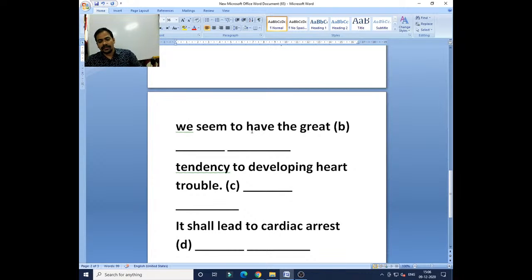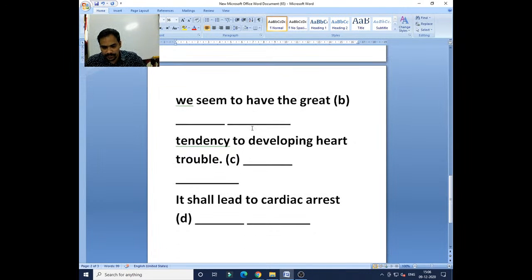Okay, we seem to have the great tendency to developing heart trouble. From here to here there is only one mistake, a very simple one, and it is quite visible. I hope that each one should be able to identify it, and that students may not be having any sort of trouble in finding the mistake.